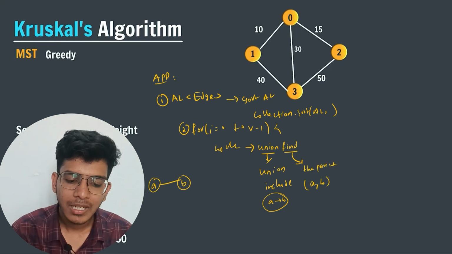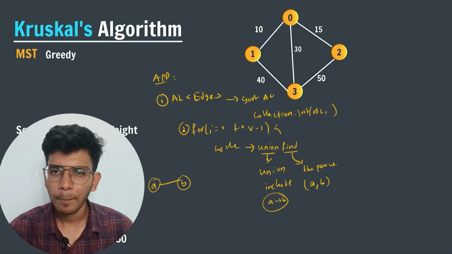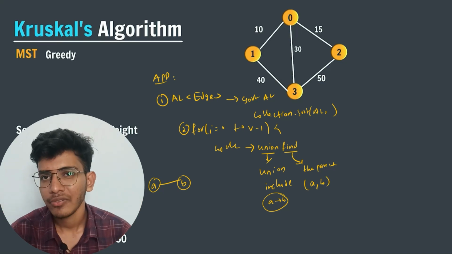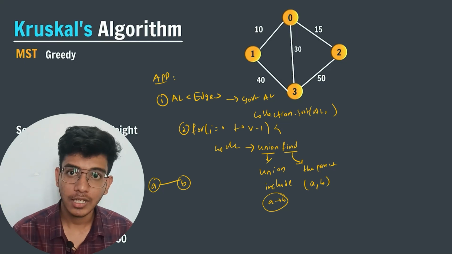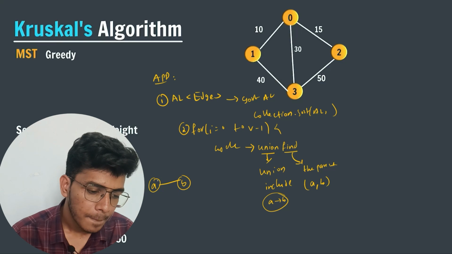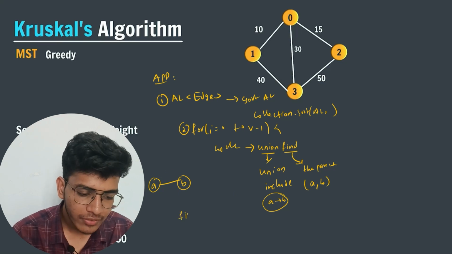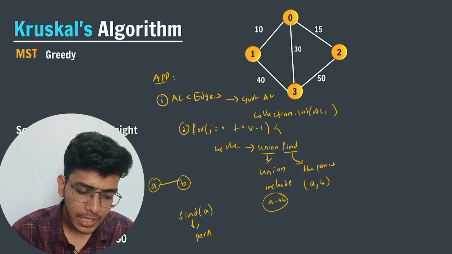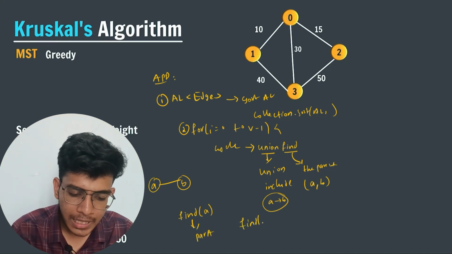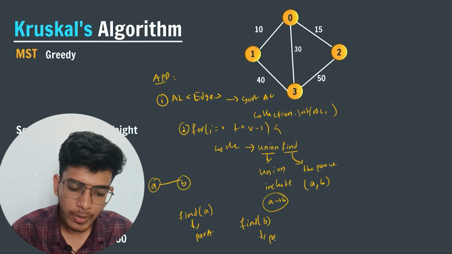of any node. Let's say A and B. Whenever I pass a node, the find function will return the parent of that particular node. If I pass A to the find function, it will return me the parent of A. If I pass B, then it will return the parent of B.